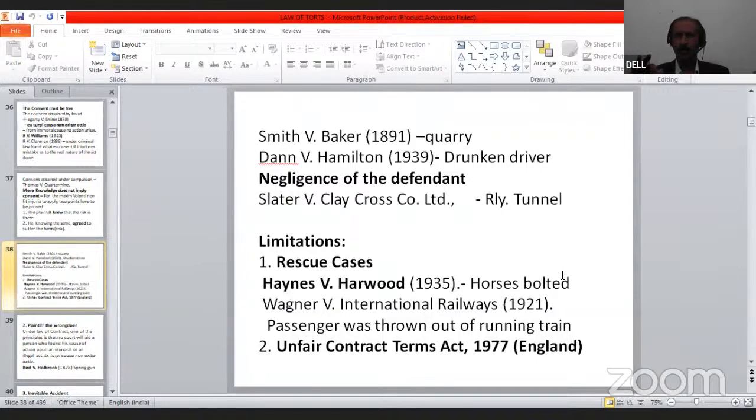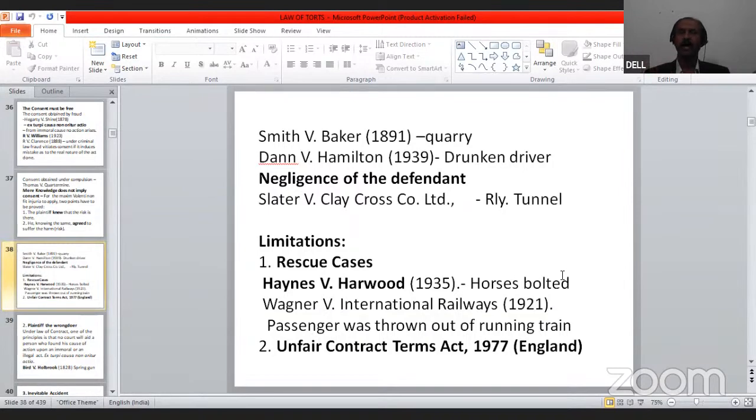1977. Friends, wherever there are unfair contract terms or unreasonable conditions, for example, suppose there was a condition that in case of breach of contract, you are not supposed to file a case against me for breach of contract, and the condition is there, that is an unfair contract.